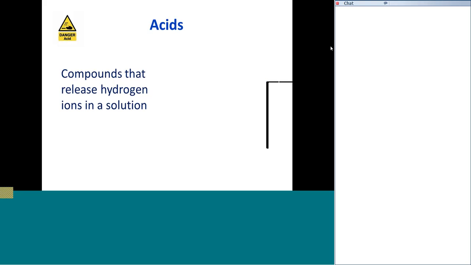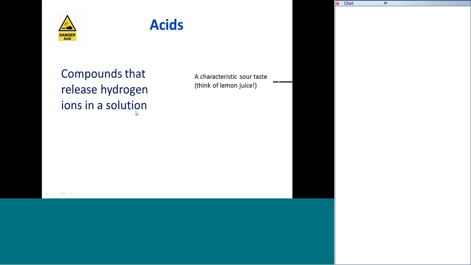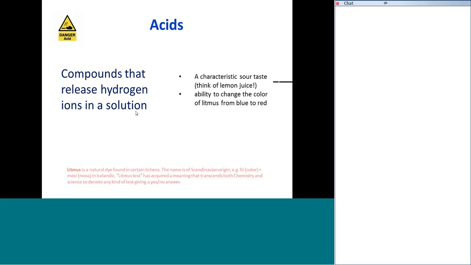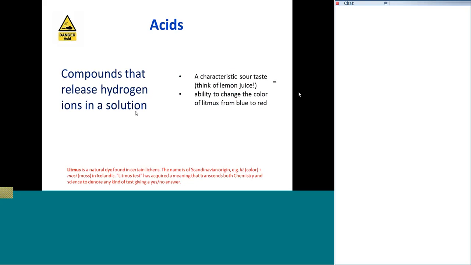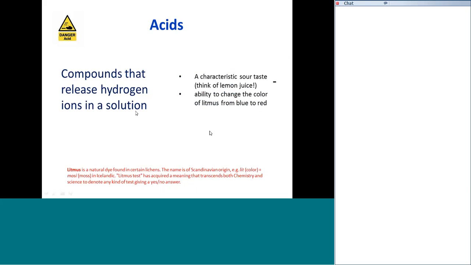Acids have a characteristic sour taste, so think of lemon juice. They have the ability to change the color of litmus paper from blue to red. They react with bases to form salt and water.